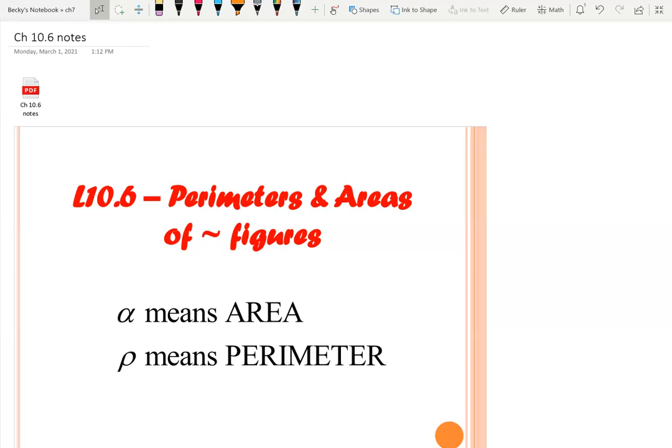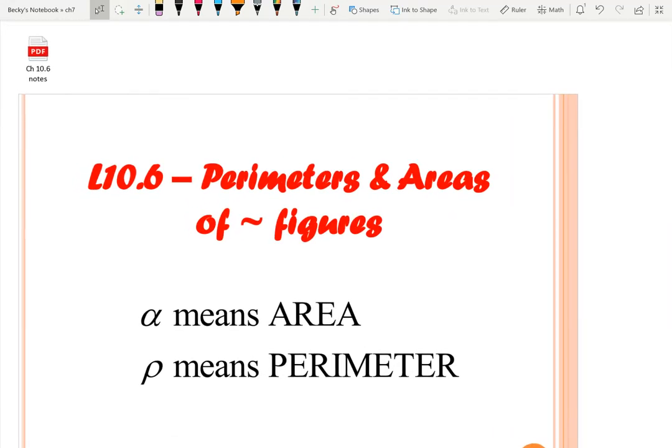Hi, today we're going to go over the last lesson of the chapter, which is 10.6, Perimeters and Areas of Similar Figures. So a quick recap of the symbols for area and perimeter. Make sure you know those.